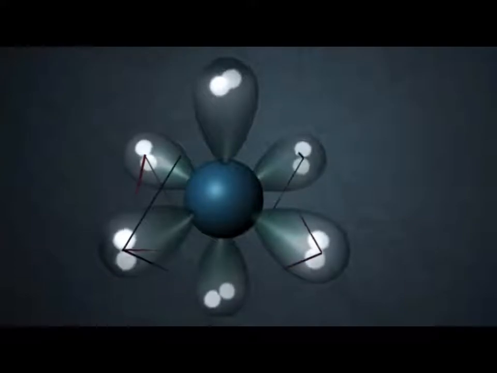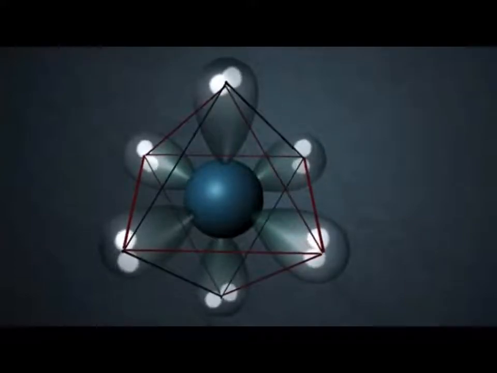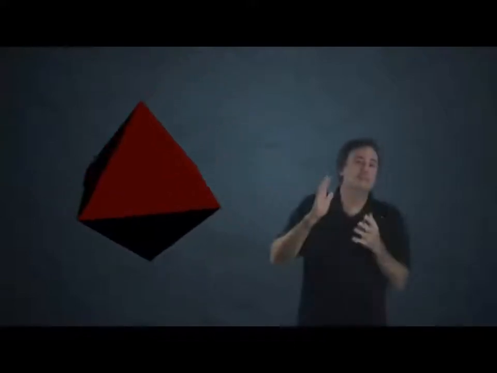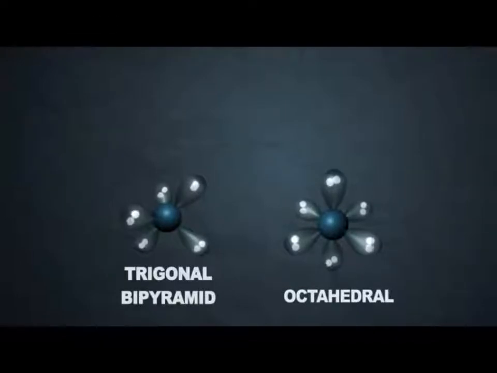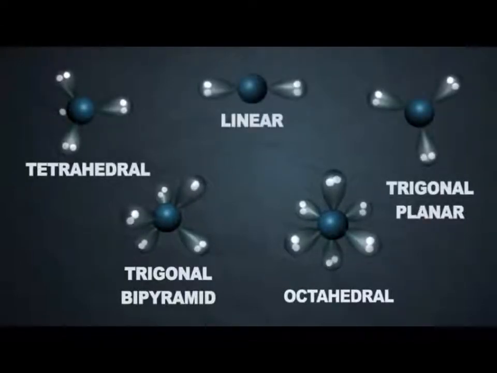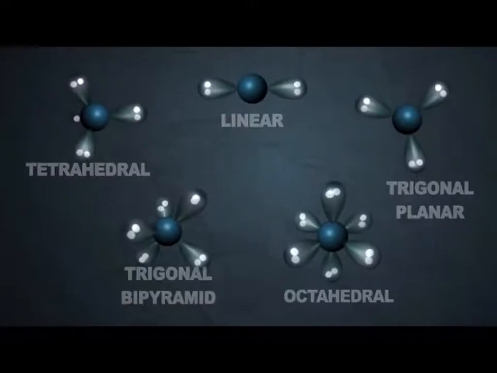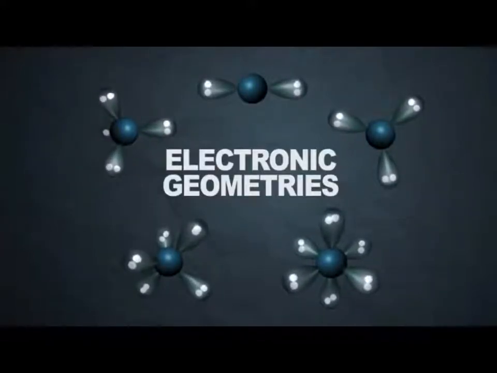Well, if you take every point and make a line, you get a closed three-dimensional object with a total of 8 sides. An 8-sided enclosed figure is an octahedron, and so we call it an octahedral geometry. So those are the other two that are part of VSEPR theory. When you put all 5 of those together, you've got all 5 of what we call our electronic geometries around a central atom. And that is at the heart of VSEPR theory.